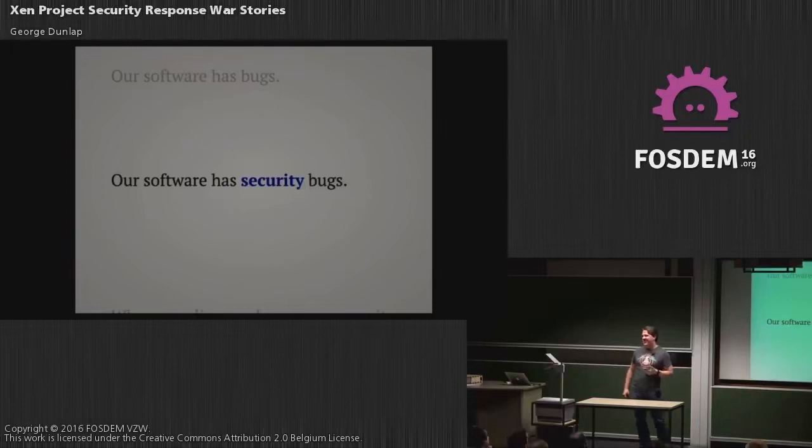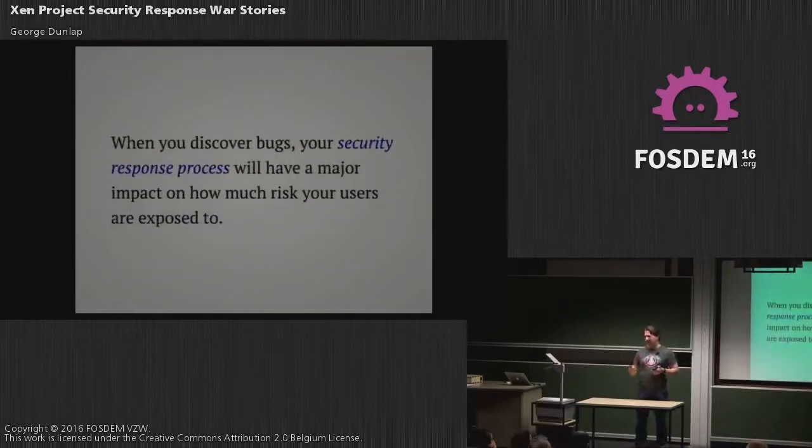Now, this is more obvious in a server-related project like Apache or OpenSSL, or in server cloud infrastructure projects like Xen. But as we saw with the Shellshock vulnerability, even a project like Bash has a surprising amount of exposure to the outside world. And so when we discover security-related bugs in our projects, our security response process will have a major impact on how our users are exposed to that vulnerability.